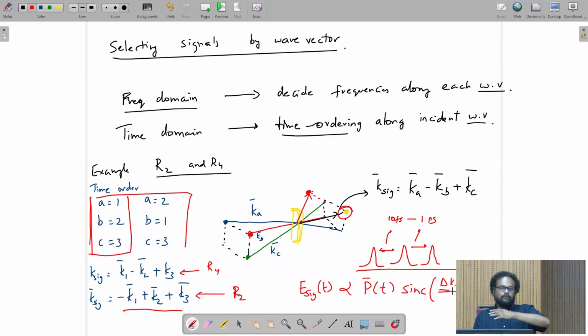So in principle, if I go slightly away from this point, to a slightly different point, you might still measure some signal emitted because of the polarization, but the amplitude of that will drop off as a sinc function, like in any other nonlinear process.